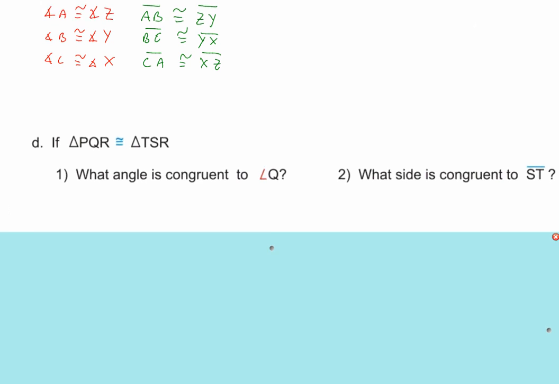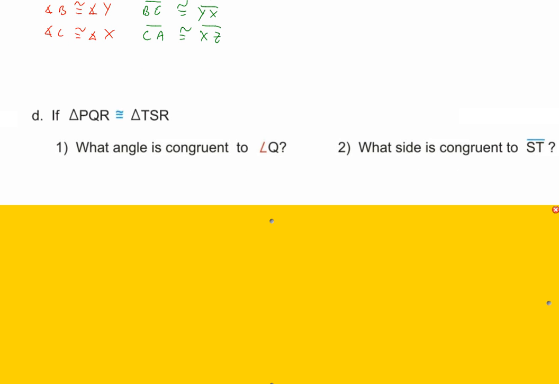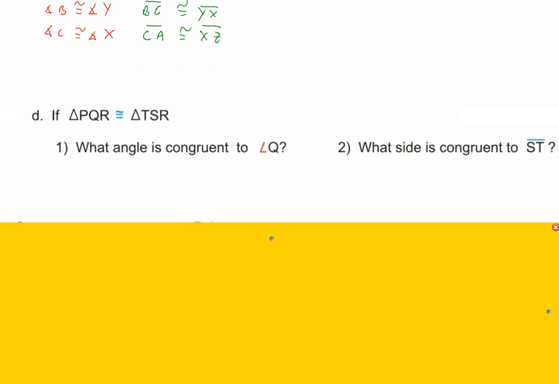Okay, so real simple questions here. Uh-oh, no picture. If triangle PQR is congruent to triangle TSR, first question, don't say anything out loud. What angle is congruent to angle Q? And hopefully you all say angle S, right? Because Q is in the middle and S is in the middle.